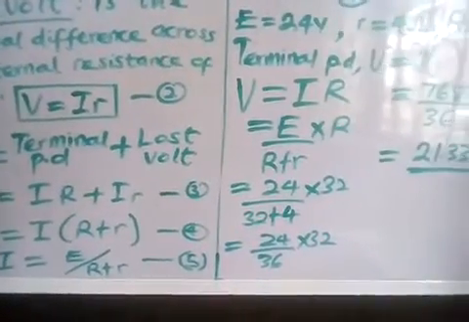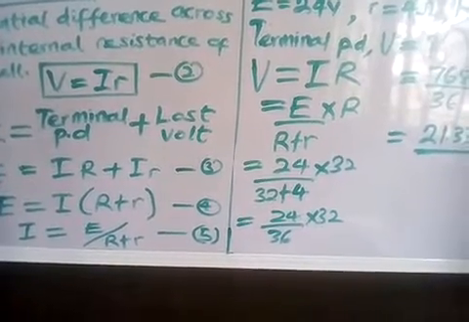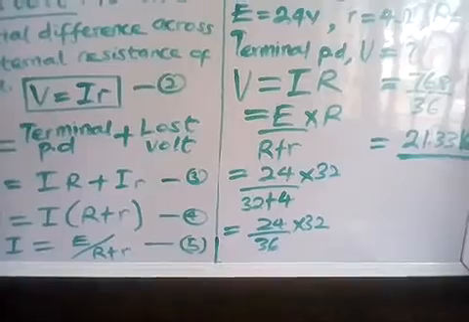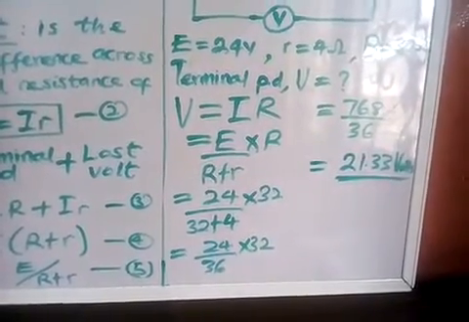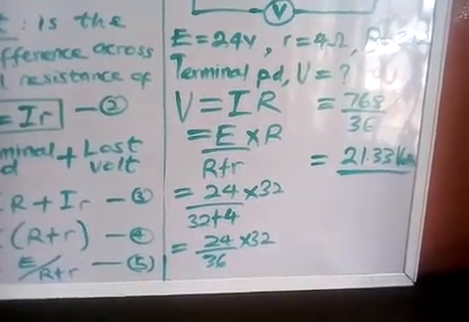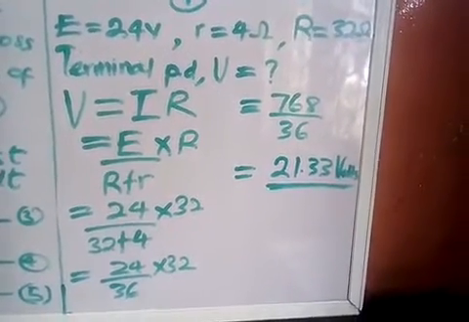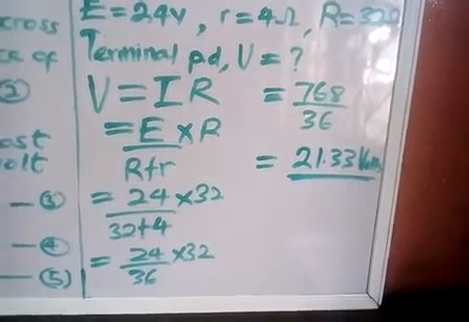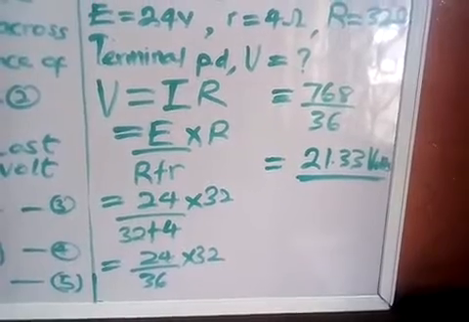So we substitute that in the formula. We have V equals E all over R plus r, multiplied by R. We input the data given. We have E as 24 all over 32 plus 4. 32 plus 4 will give us 36. So we have 24 all over 36 multiplied by 32. 24 multiplied by 32 will give us 768 all over 36. And when we push our calculator, we have 21.33.